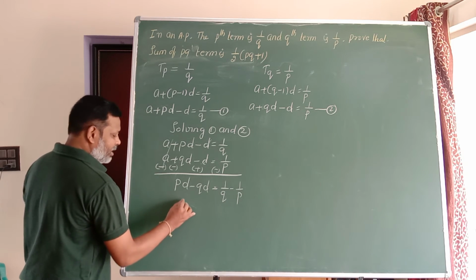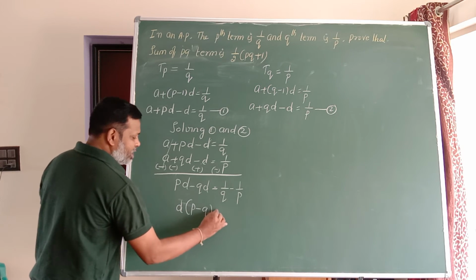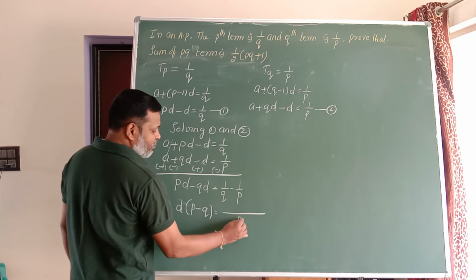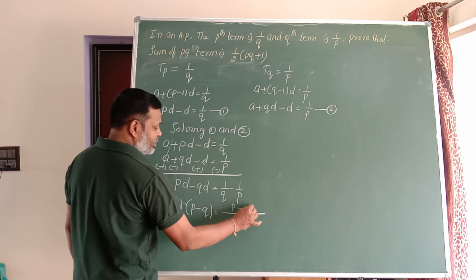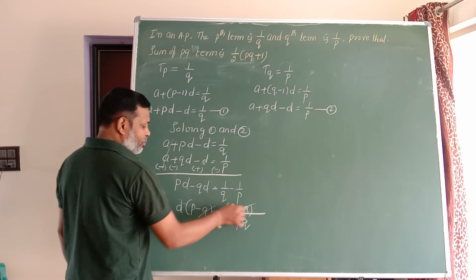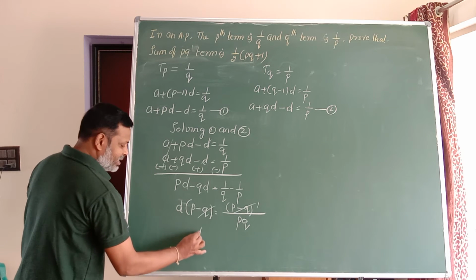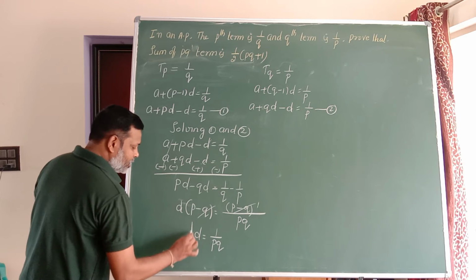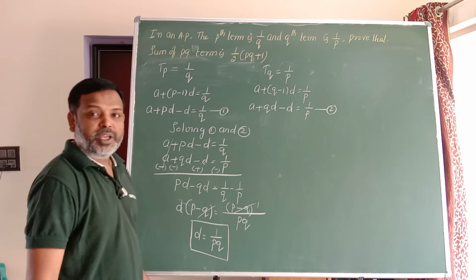Now what is common here? d is common here. What you will get? d into (p minus q). Here you have to take the LCM, pq. Cross multiply and it becomes p minus q. This p minus q and p minus q get cancelled. So the remaining thing is d is equal to 1 by pq. So we have the value of d, that is 1 by pq.